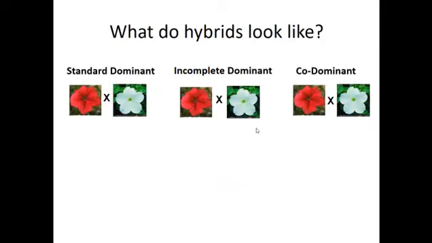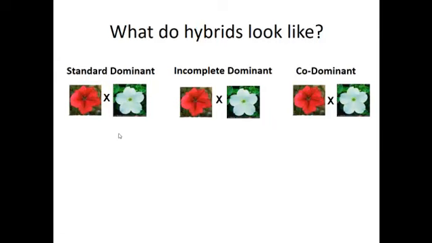So in review, what do hybrids look like? If it's normal dominance that follows our rules, what would the hybrid or the heterozygote look like? If it's incomplete dominant, what would the hybrid or heterozygote look like? And if it's co-dominant, what would the hybrid or a heterozygote look like? Make your predictions, pause me to check them.